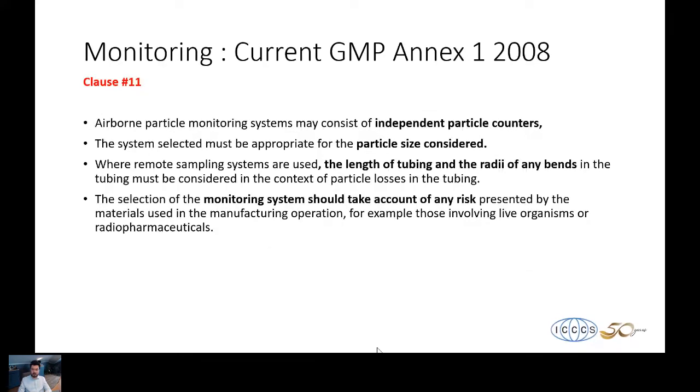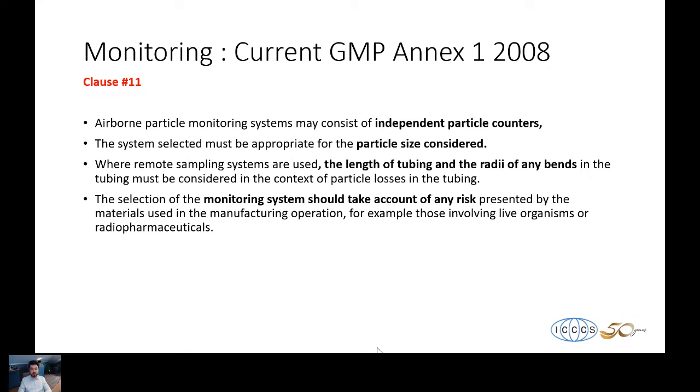And clause 11 is talking about the independent particle counters that will be needed for the system. You have to select an appropriate particle size. For GMP, this is 0.5 and 5 micron, but you can consider adding 0.5, 1 and 5 micron. But a personal comment here: even the GMP revision tells you to have 5 micron monitored. Even in the revision version, which we will come to later on, they still kept this 5 micron.